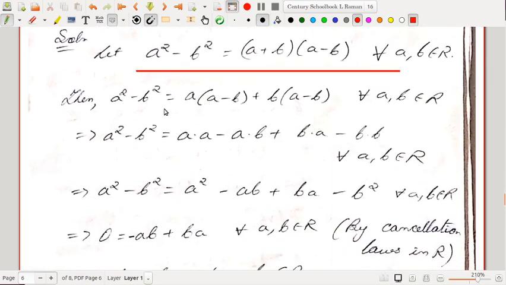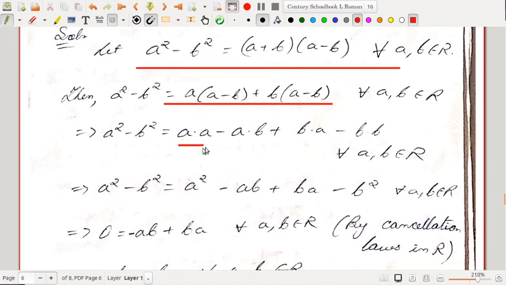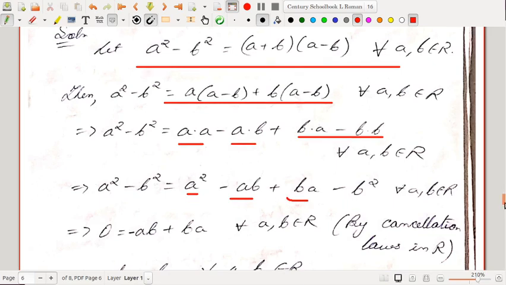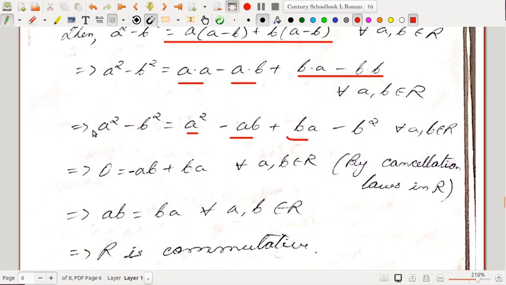Then we just split the right hand side using the distributive law. So it's a into (a minus b) plus b into (a minus b), and then you can write this one as a into a minus a into b. All these are distributive property. And a into a can be written as a square, minus ab, plus ba, minus b square. Ultimately the a square here will get cancelled with a square here, because in a ring the cancellation laws hold. And minus b square here will get cancelled with minus b square here, because in a ring the cancellation laws hold. So this is what I have written by cancellation laws in R.